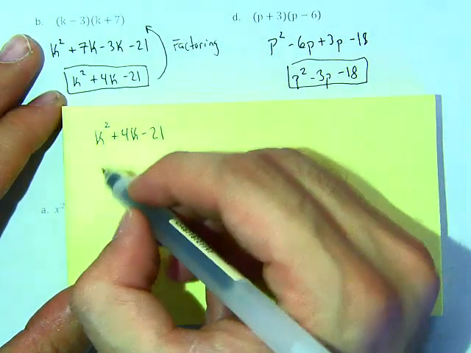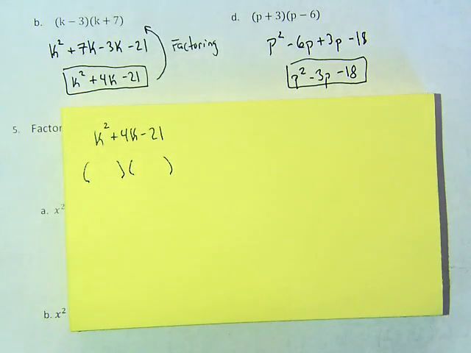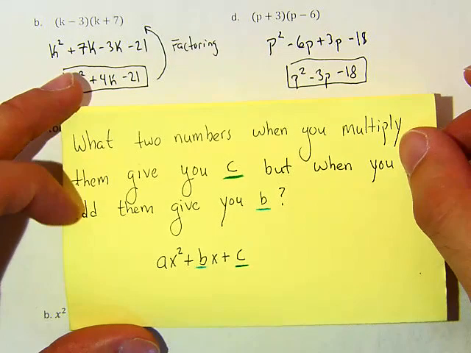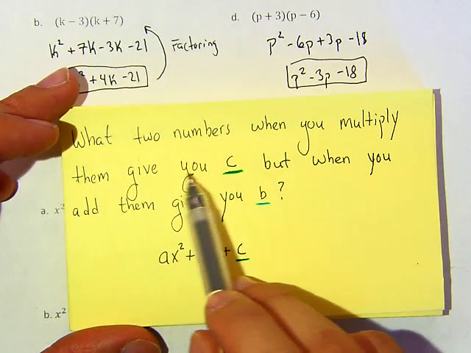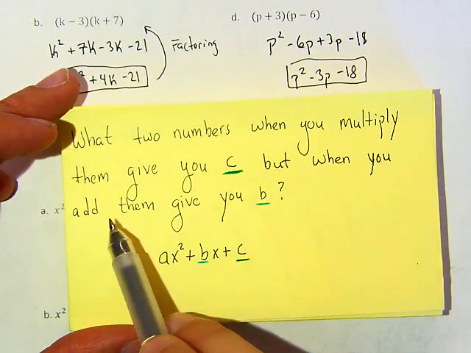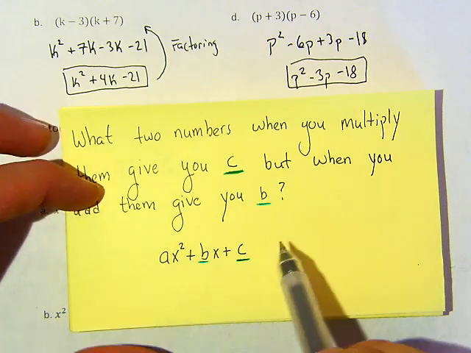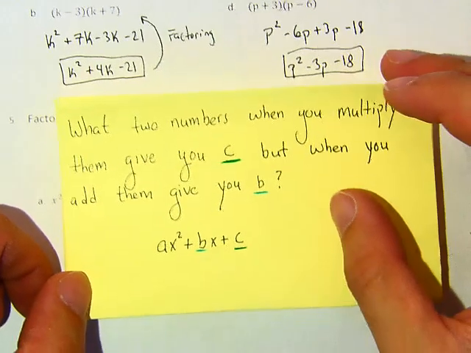But then how do I factor it? How do I know what this will equal? Notice you have to use this technique that I would like for you to have in your notes. What 2 numbers, when you multiply them, give you c, but when you add them, give you b, for some ax squared plus bx plus c. So take a second and just write this in your notes, and we'll see why this is really helpful.